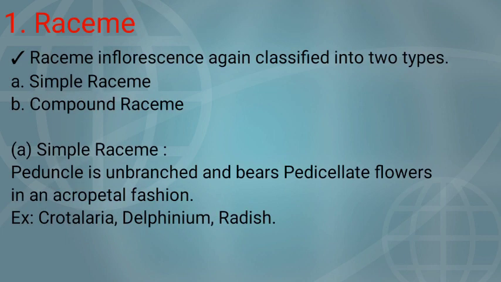Number 1, raceme. Raceme inflorescence is again classified into 2 types. Number 1, simple raceme. Number 2, compound raceme. The very first one, simple raceme. In this type, the peduncle is unbranched and it bears pedicellate flowers in an acropetal manner. Example: crotalaria, delphinium and radish.